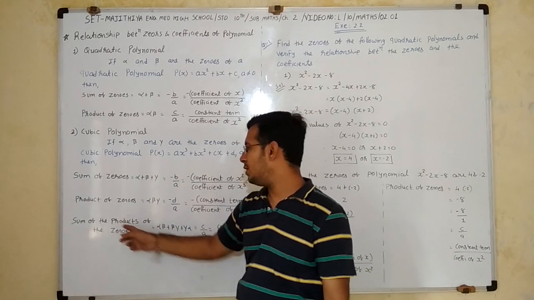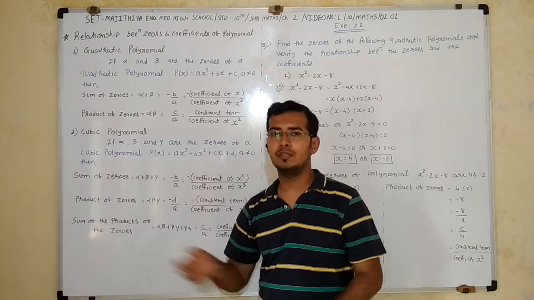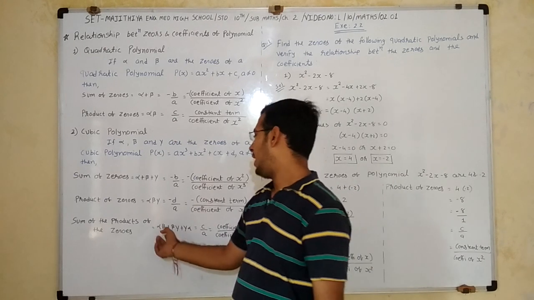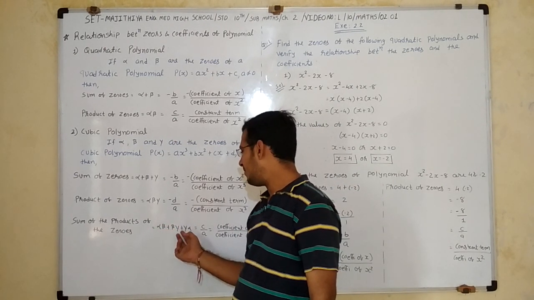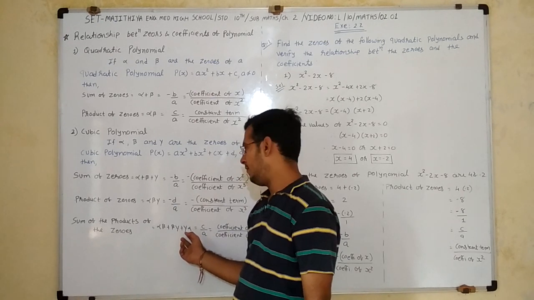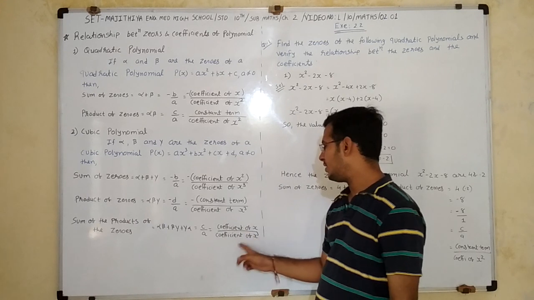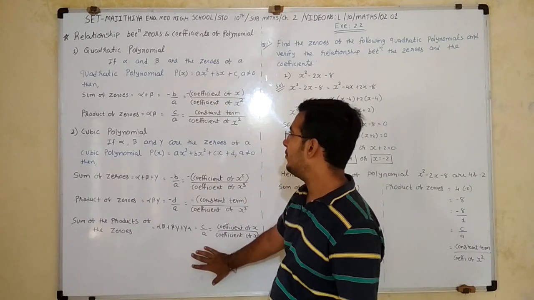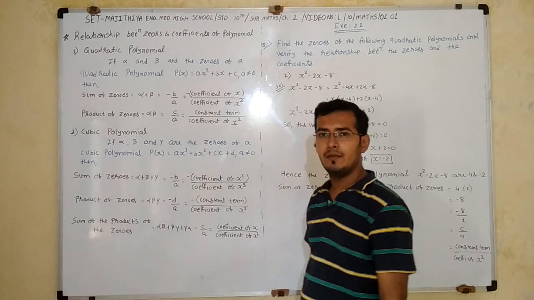And the last one is the sum of the product of the zeros. That is, you just multiply the zeros in pairs and add them: alpha beta, which is the product of two zeros, plus beta gamma plus gamma alpha. The formula is c by a, which means the coefficient of x upon the coefficient of x cube. You have to remember these formulas. There are 1, 2, 3, 4, and 5 formulas.